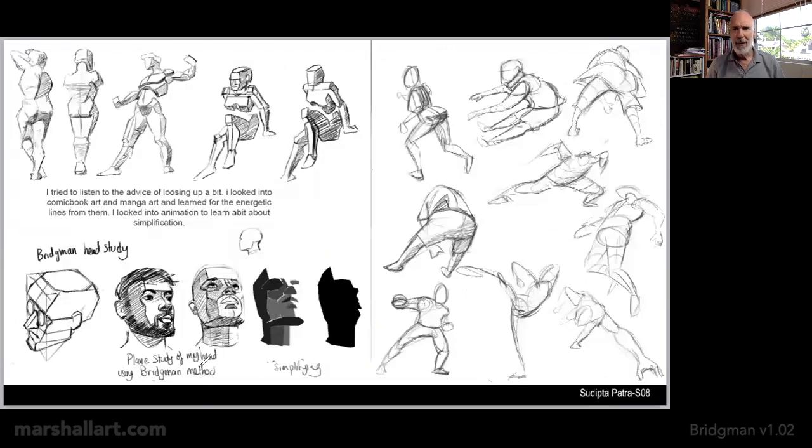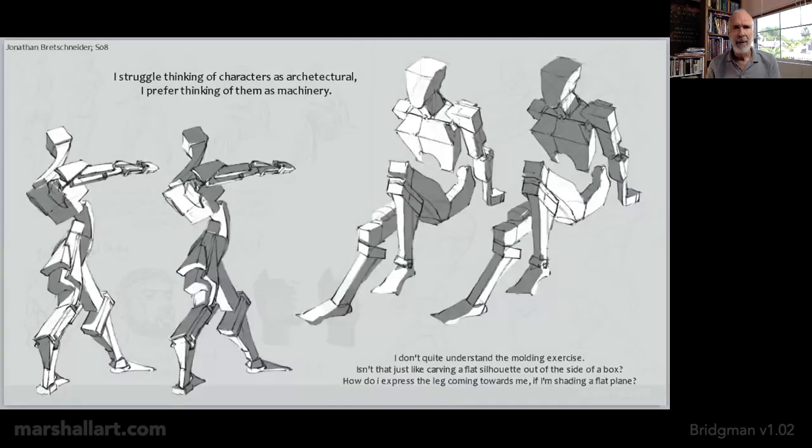Let's move on. Sudipta. I tried to listen to the advice of loosening up a bit. I looked into comic book art and manga. I looked into animation to learn about simplification. Good. You're doing the work. I struggle thinking of characters as architectural. I prefer thinking of them as machinery. Well, Jonathan, you're in luck. We're going to do that today and tomorrow, actually.